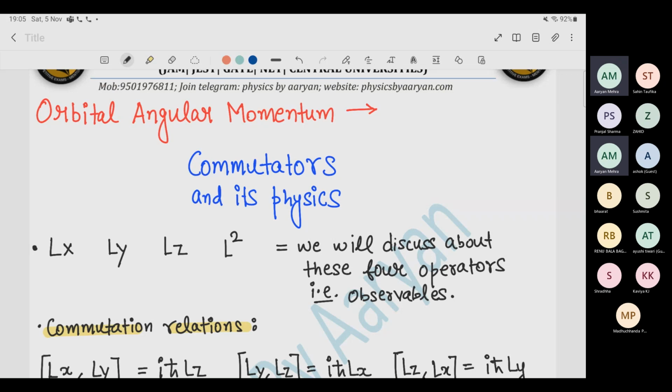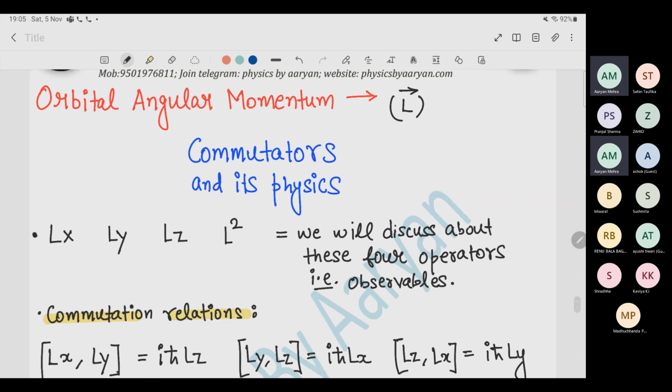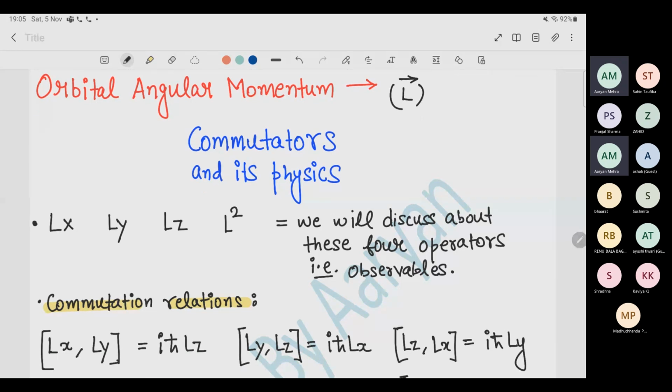So orbital angular momentum, which we usually describe by the vector L. Can any one of you tell me, in classical mechanics, what does L mean? In classical mechanics, forget about quantum mechanics. Angular momentum. Yeah, but which angular momentum? It's orbital angular momentum, but what does it mean?